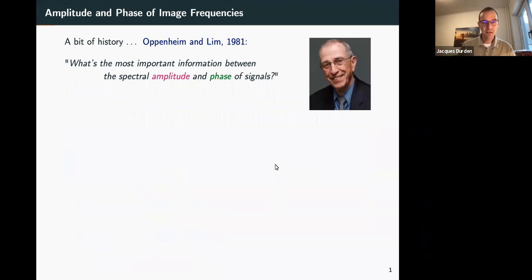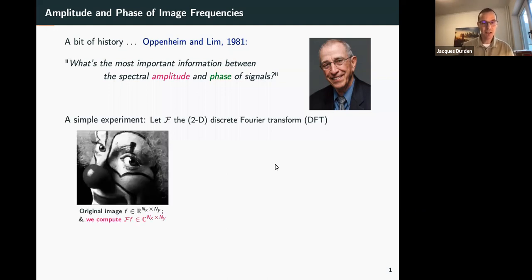So let's start this presentation with a bit of history, and in particular with one experiment that was designed by Alan Oppenheim and Lim in '81. And they were interested in the following question. They wanted to know what was the most important between the spectral amplitude and the spectral phase of signals. And to answer this question, at least experimentally, they designed this experiment that I've reproduced here with another image than the one they used initially.